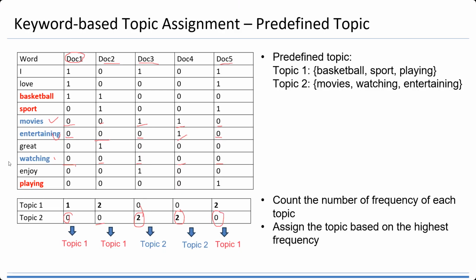From this frequency, we can assign the topic based on the highest frequency. Document 1 we assign to topic 1. Document 2 we assign to topic 1. Document 3 we assign to topic 2. This is topic 2 and this is topic 1. So this is using the predefined topic.